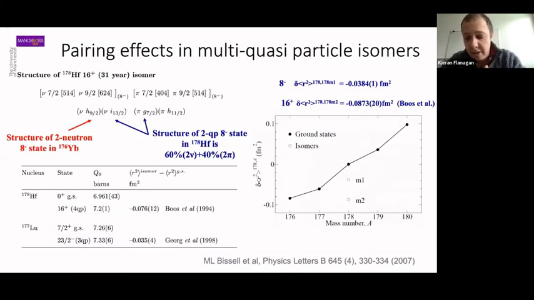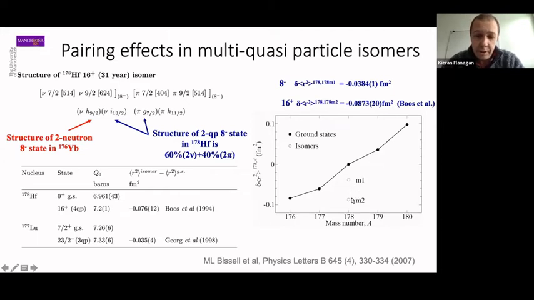And so this is sort of an old story, which is the isomer shifts in multi-quasi-particle isomers. So this is the hafnium, ytterbium, lutetium region. And these measurements are now nearly 30 years old. But what we see in these multi-quasi-particle isomers, in the case of ytterbium and hafnium, is a large negative isomer shift.